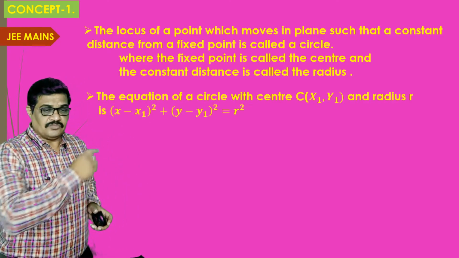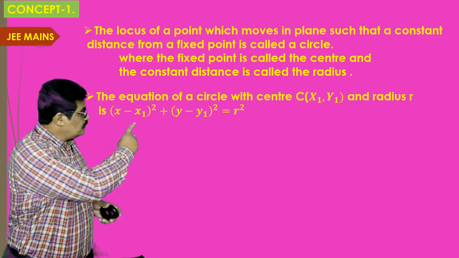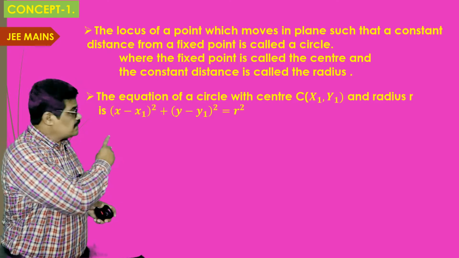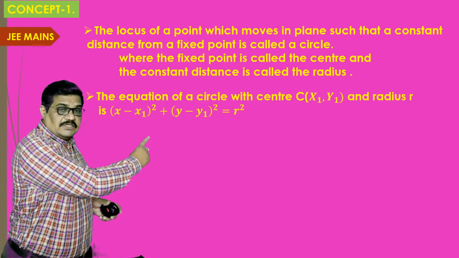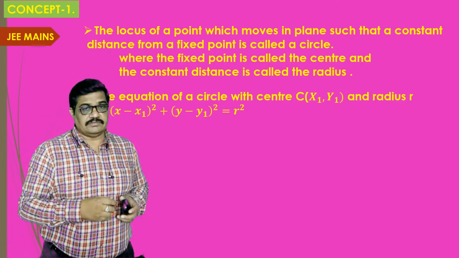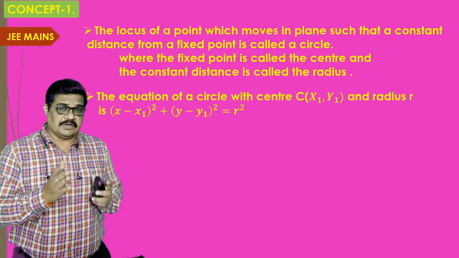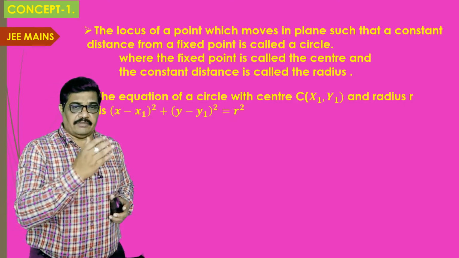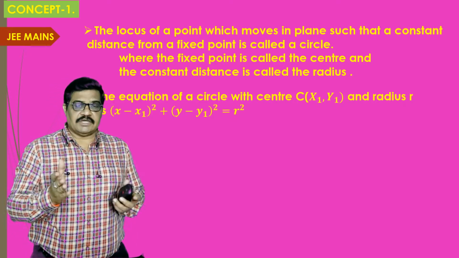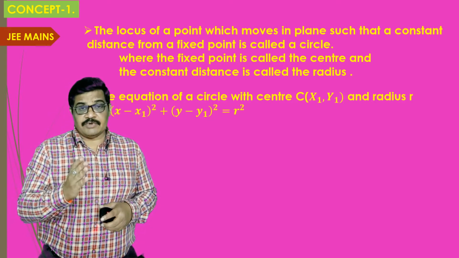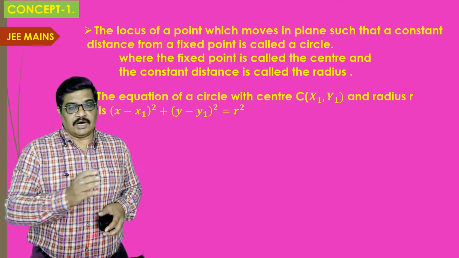Next, the equation of a circle with the center at (x1, y1) and radius r is (x minus x1) whole square plus (y minus y1) whole square is equal to r square. This is the center-radius form of the circle. If we are given center (x1, y1) and radius r, then the circle equation is (x minus x1) whole square plus (y minus y1) whole square equals r square.